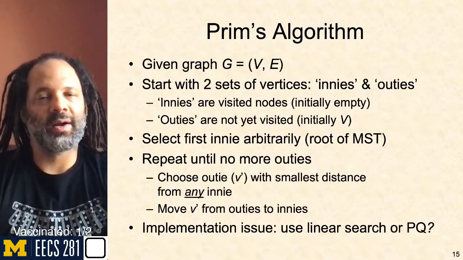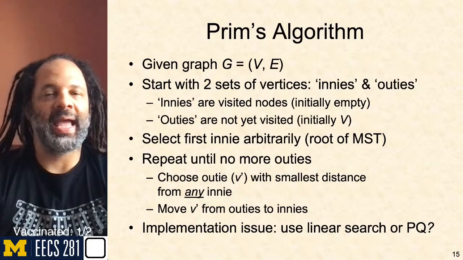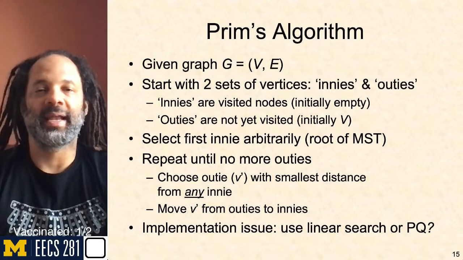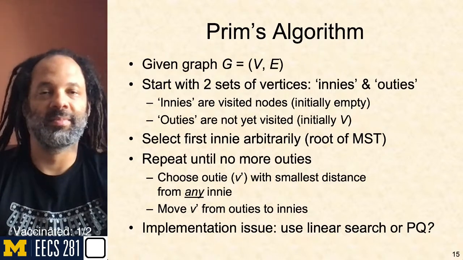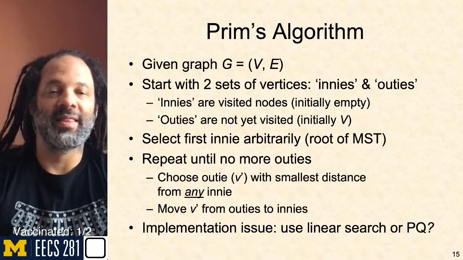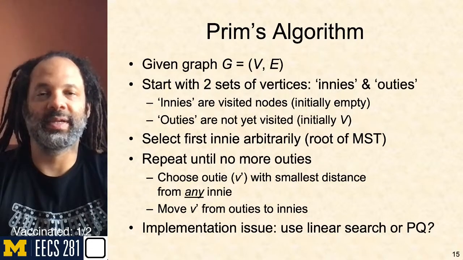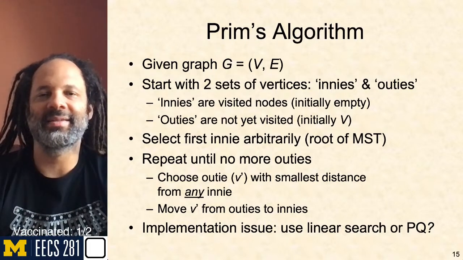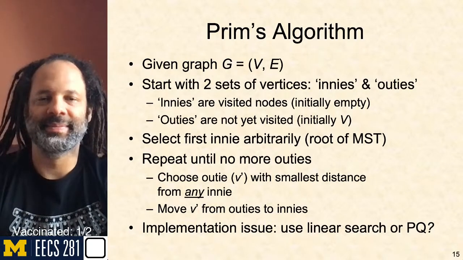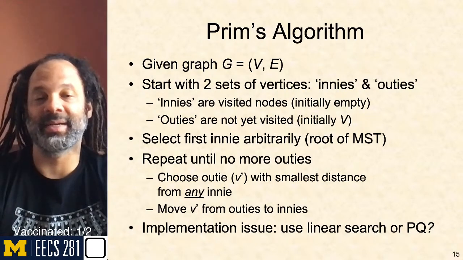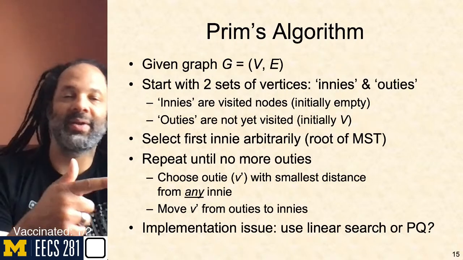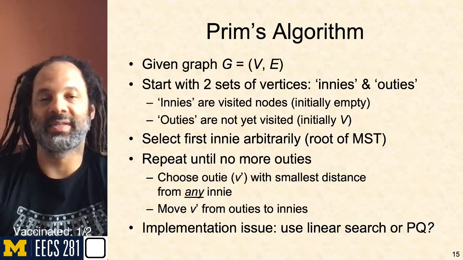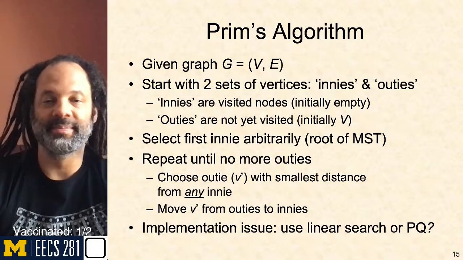So start with this graph G and 2 sets of vertices. We'll call them, for nicknames, innies and outies. Innies are nodes that we've already visited. So we can say these are the things that are in the set that is my MST, right? So we're going to start that out empty because nothing's in my MST. The outies are everything that hasn't yet been visited. So we're going to start with all of our vertices in there, initially all of V.